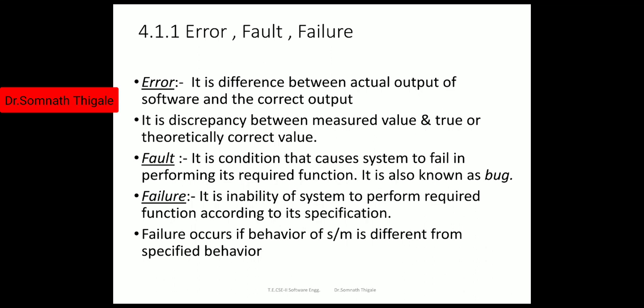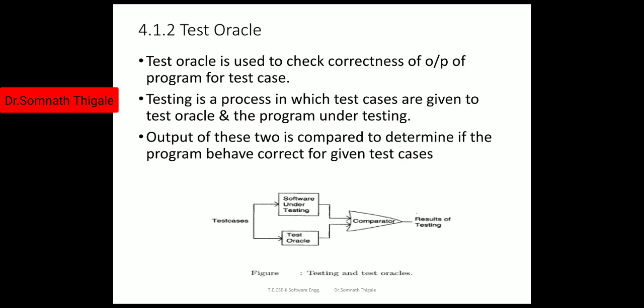Now moving to the next part we are going to cover, which is test oracle. So let's start with the next part. Test oracle. Now what is the meaning of test oracle? If you look at the diagram, it is saying there are three things as input and a fourth as a comparator. So let's focus on the first diagram. First part is test case, second is software under testing, third is test oracle, and fourth is the comparator, and the output you are getting as a result of the testing. So software under testing is compared with the test oracle by performing test cases.